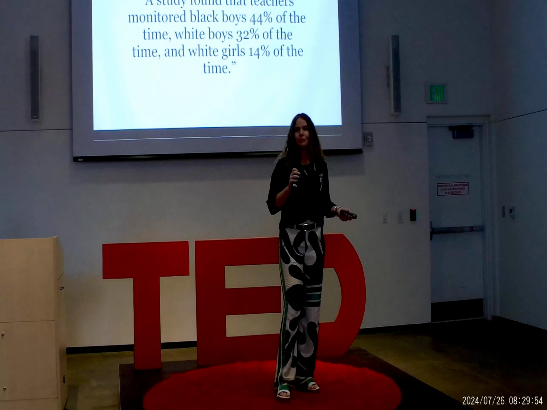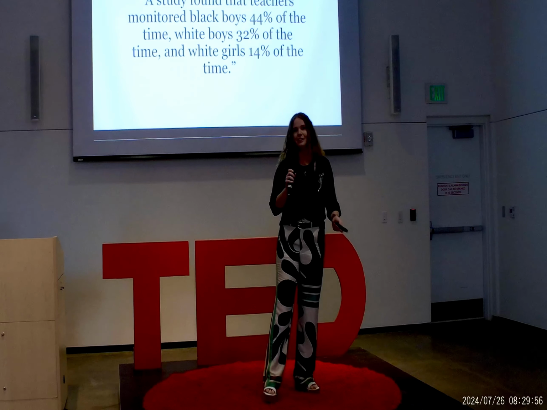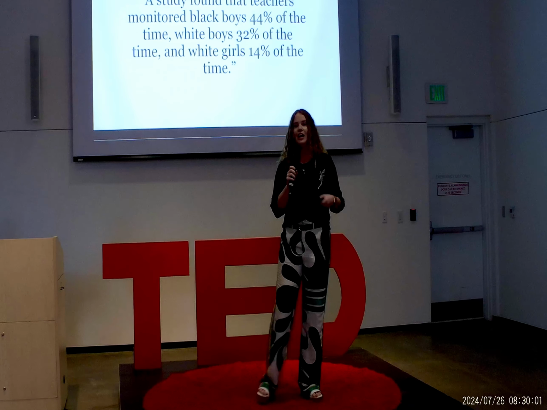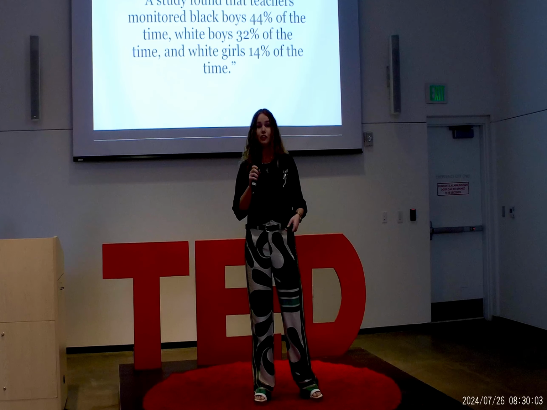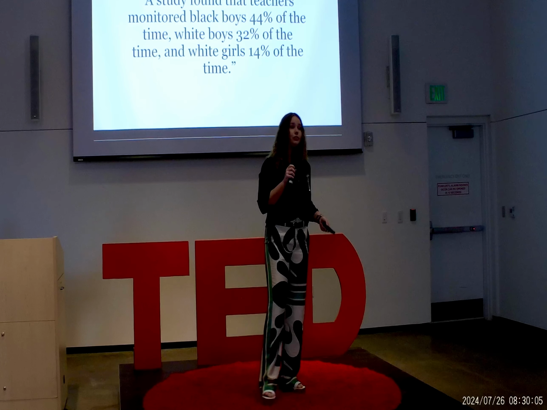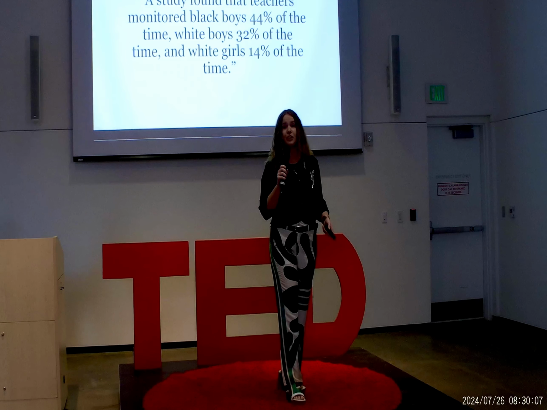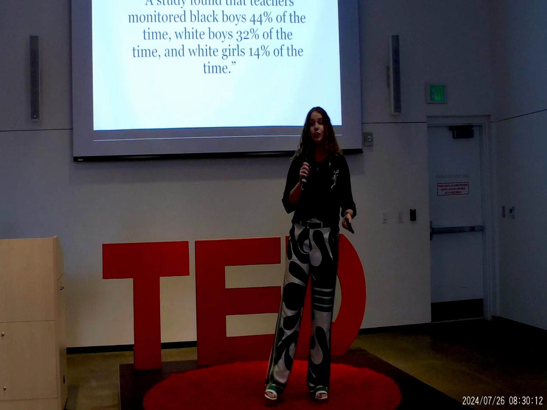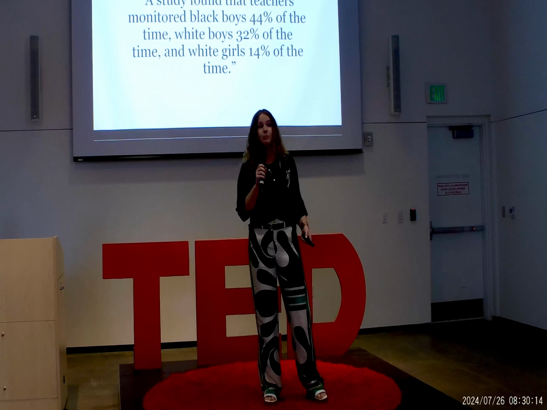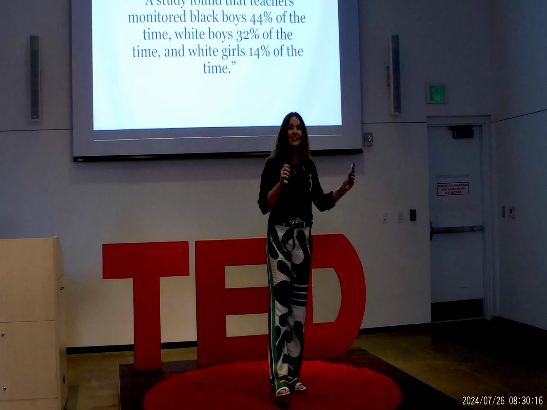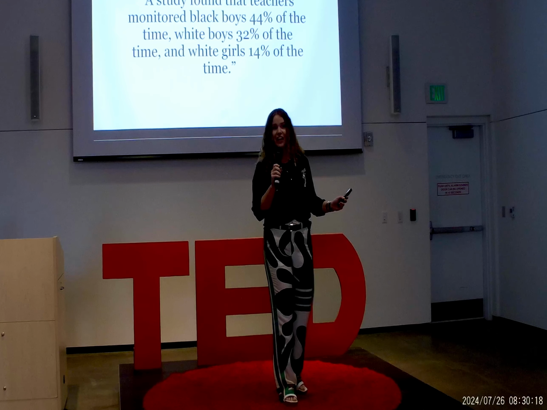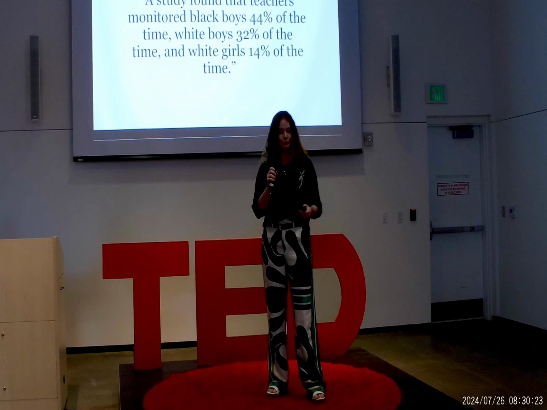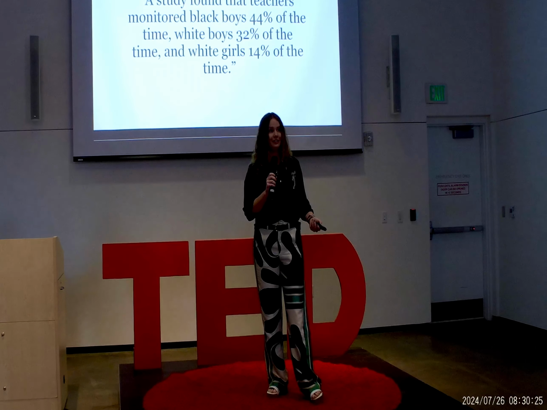Why do they get in more trouble, right? Why are teachers punishing Black students more than white students? And it was found that teachers over-monitor their Black students and their students of color. Teachers monitor their Black students 44% of the time, while they monitor white boys 32% of the time and white girls 14% of the time. Now let's remember that stat. 32% of our state is comprised of Black students. This is not proportional, and this is implicit bias.